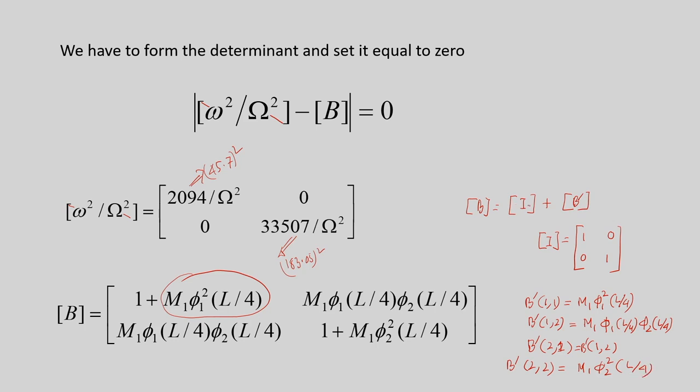So now the B prime matrix is added to the I matrix, and we are now getting this B matrix. So the B matrix is now written here. The first element is 1 plus M1 phi 1 square. The second element is M1 phi 1 into phi 2. Of course, phi 1 and phi 2 are calculated at L by 4, where the mass M1 is located. If another mass was there at another location, then another term would have appeared here. So here you see M1 phi 1 at L by 4, phi 2 at L by 4. So this is symmetrical. The diagonal term contains 1 plus something, but the off-diagonal term is the same as in the matrix B prime. So whatever you got here, we have placed here. And the diagonal term is 1 plus M1 phi 2 square at L by 4.